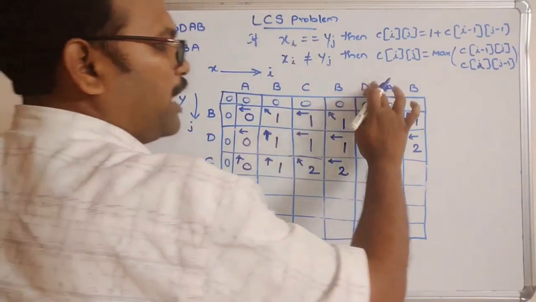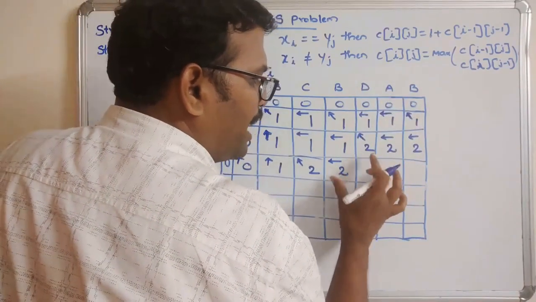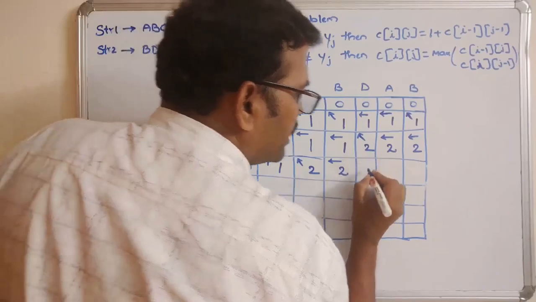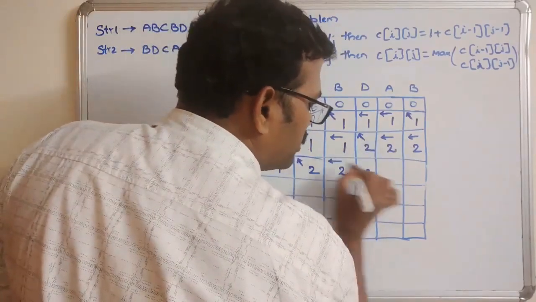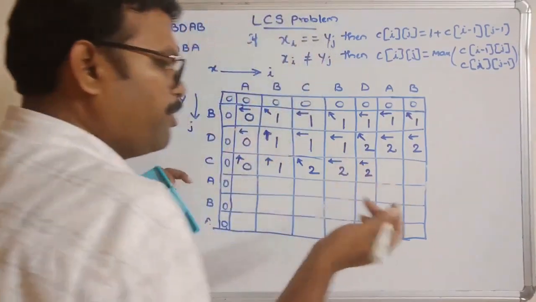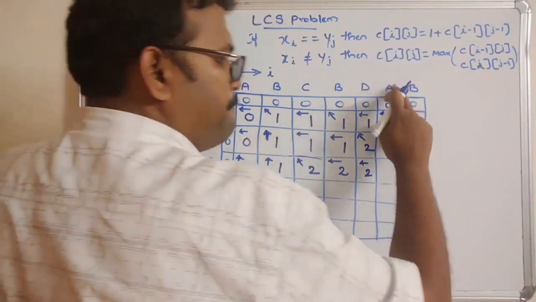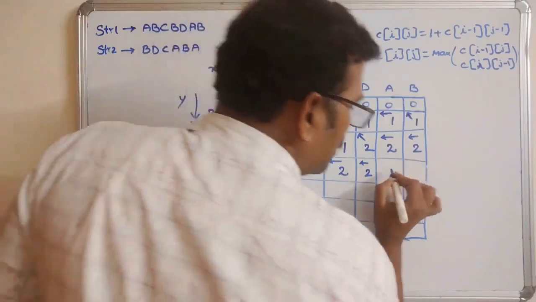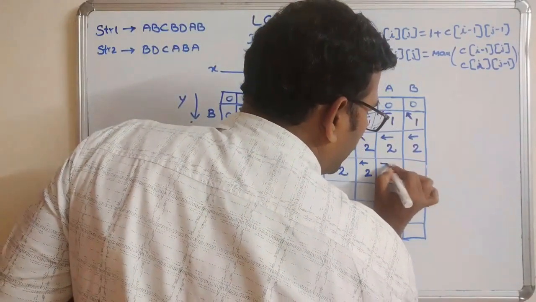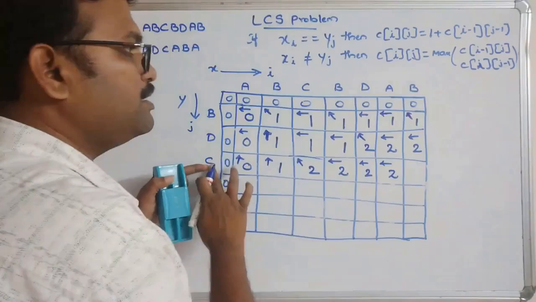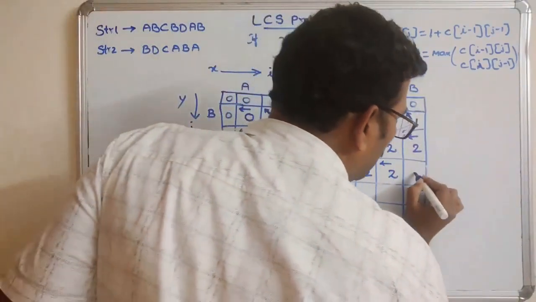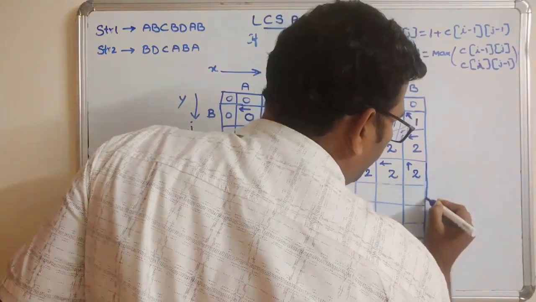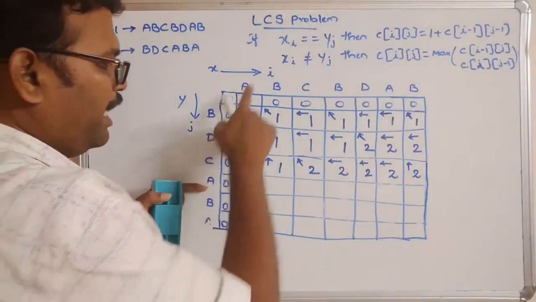And C and D both are unequal. Among these, we have to select the maximum. So both are equal. So we can select 2 either from this side or this side. I consider this side. No problem. Anything. And C and A both are unequal. We are having 2 and 2. So we can consider 2, and we can select either. C and B both are unequal. 2 and 2. I consider 2, and let us consider upwards. No problem. And A and A both are equal.